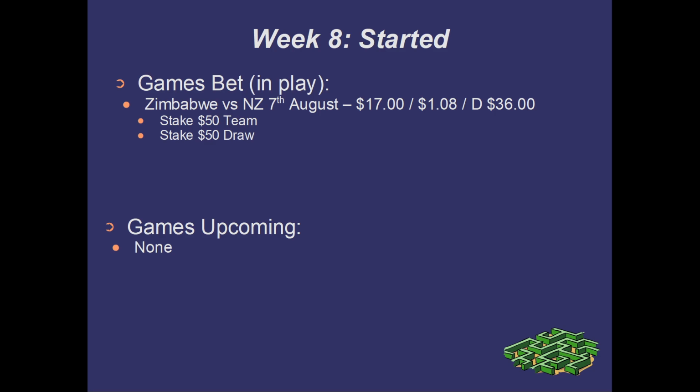Now I can already tell you that there is no way Zimbabwe can win this. They got out for less than 100. New Zealand has put on 600 odd runs on day 2 of the test match. It's very unlikely to be a draw unless there is rain, and I don't think there is much rain predicted for this game. So it looks like that will end up being a loss for us, given that New Zealand will win at the odds of $1.08.